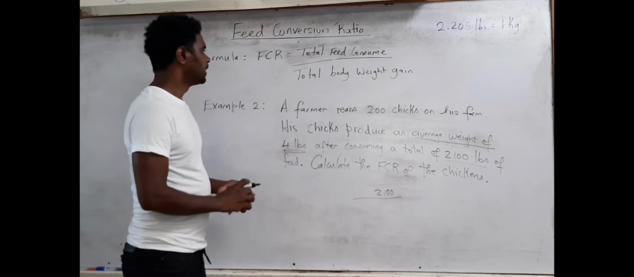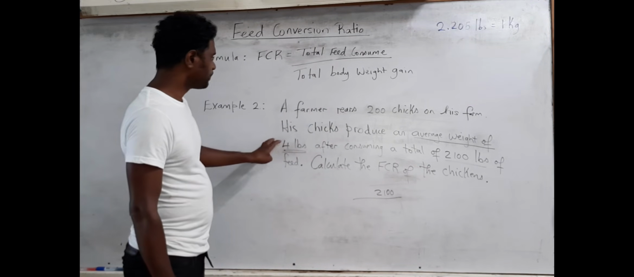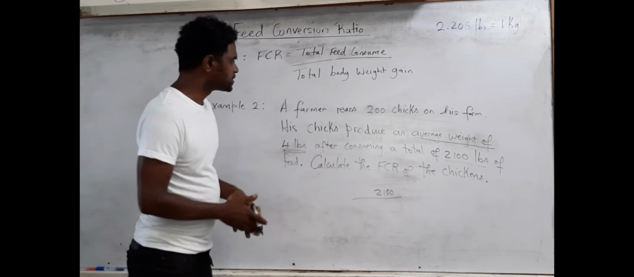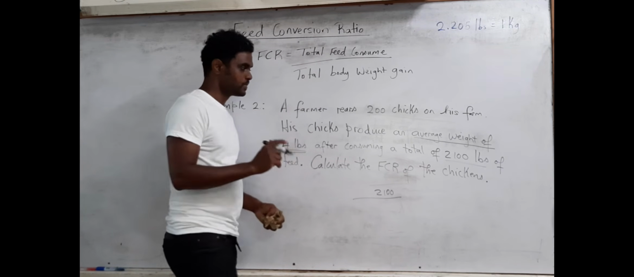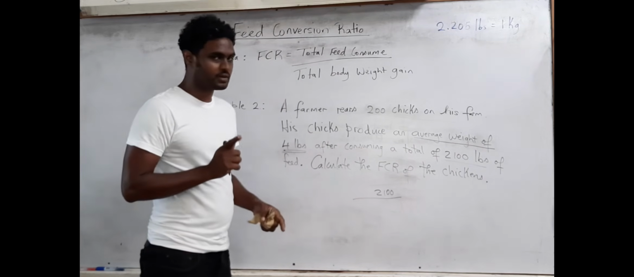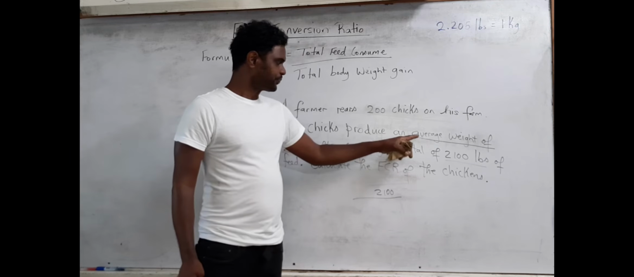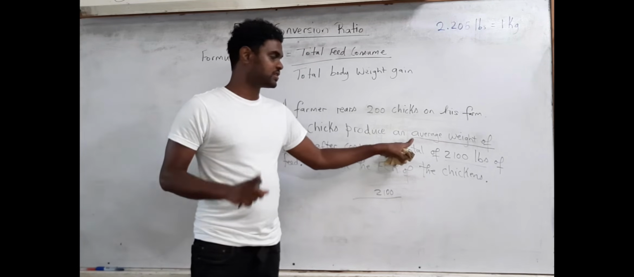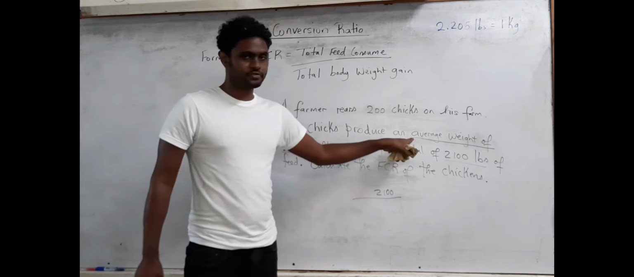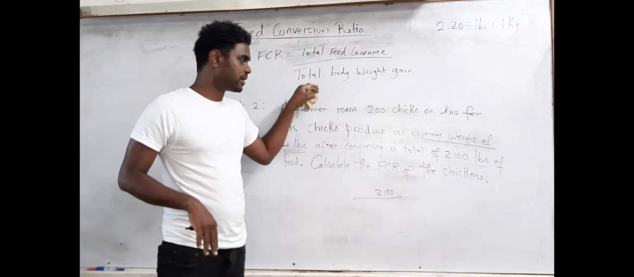Alright, so we're going to put 2,100 over total body weight, right? So the total body weight. So in this question, the average weight of the chickens were given. So please note, that's a trick in the question. It's just the weight of one chicken that was given. That's why it says average. Now you have to calculate the total before you can plug it into the formula.